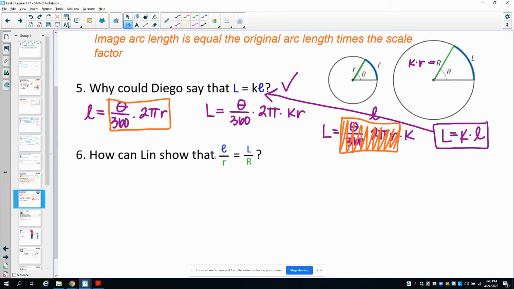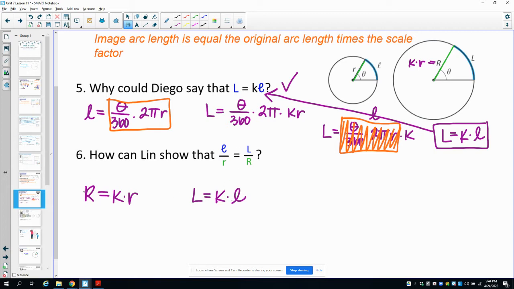So how did Lynn actually come up with that the original arc divided by the original radius equals the dilated arc over the dilated radius? We know that the dilated radius is equal to the scale factor times the original. And now we just proved that what Diego said is true as well, that the dilated arc is equal to the scale factor times the original arc length.